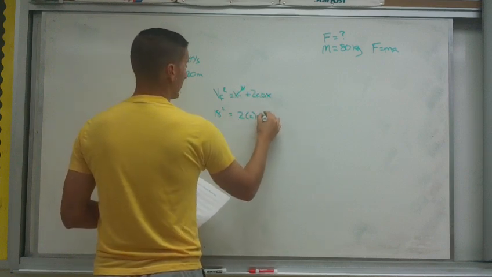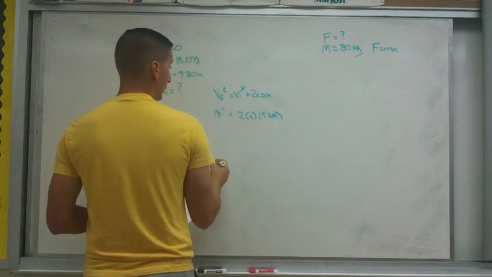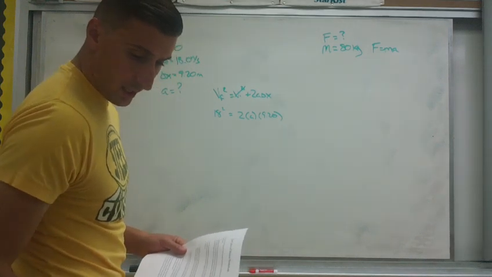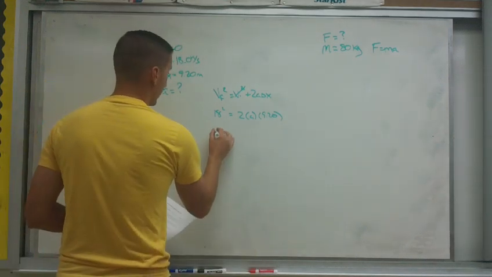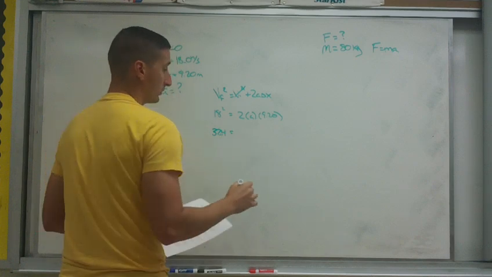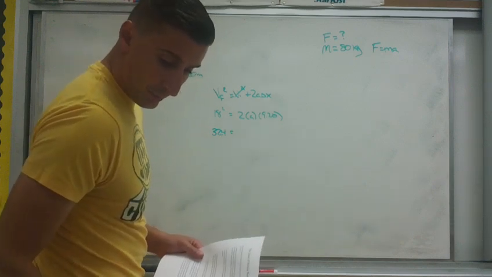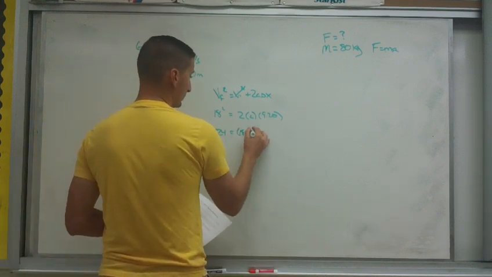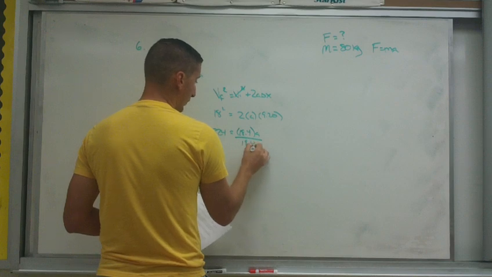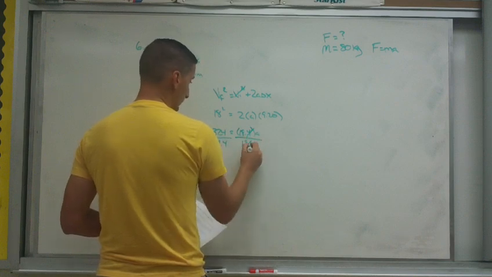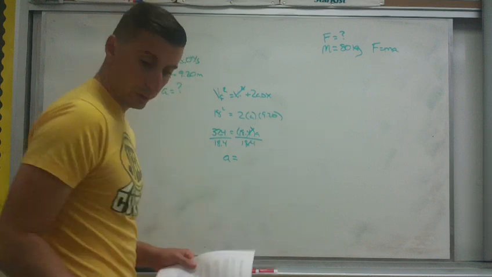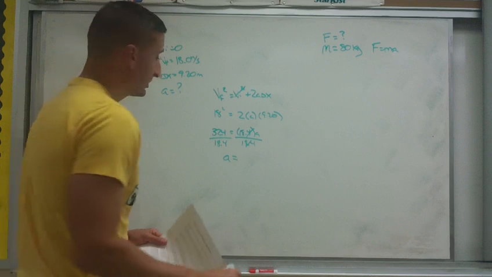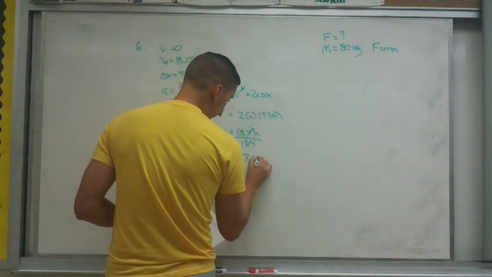plus 2A times 9.2. All right, so I can simplify. 18 squared gives me 324 equals 2 times 9.2, which is 18.4, A. Divide by 18.4. So I do 324 divided by 18.4. I get 17.6 meters per second squared.